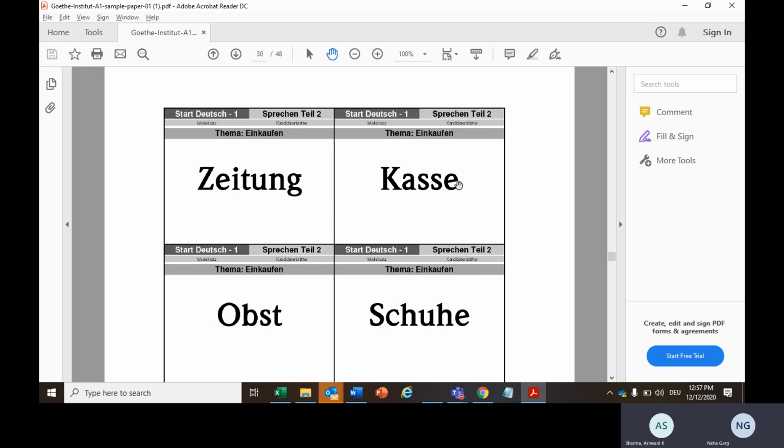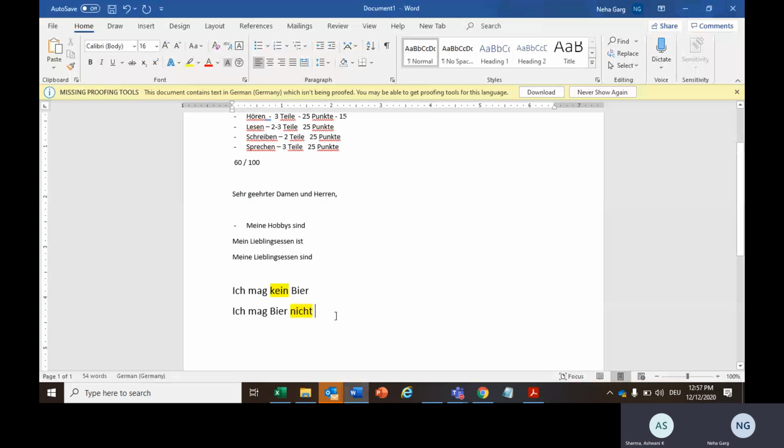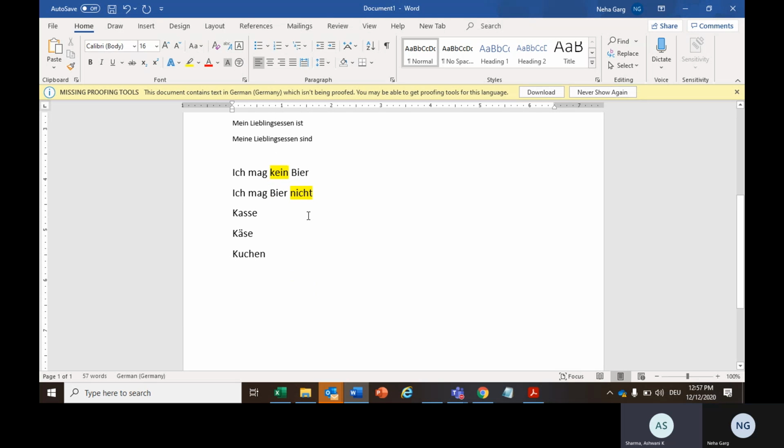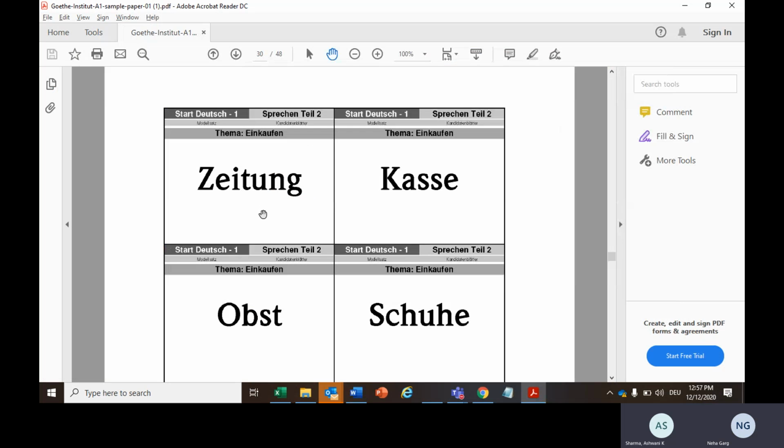Kasse. Is Kasse cheese? No, that is Käse. This is Kasse. Is Kasse cake? Counter. Kasse is counter, Käse is cheese, und dann Kuchen is cake. Right. So counter is like a payment counter or any other normal counter.